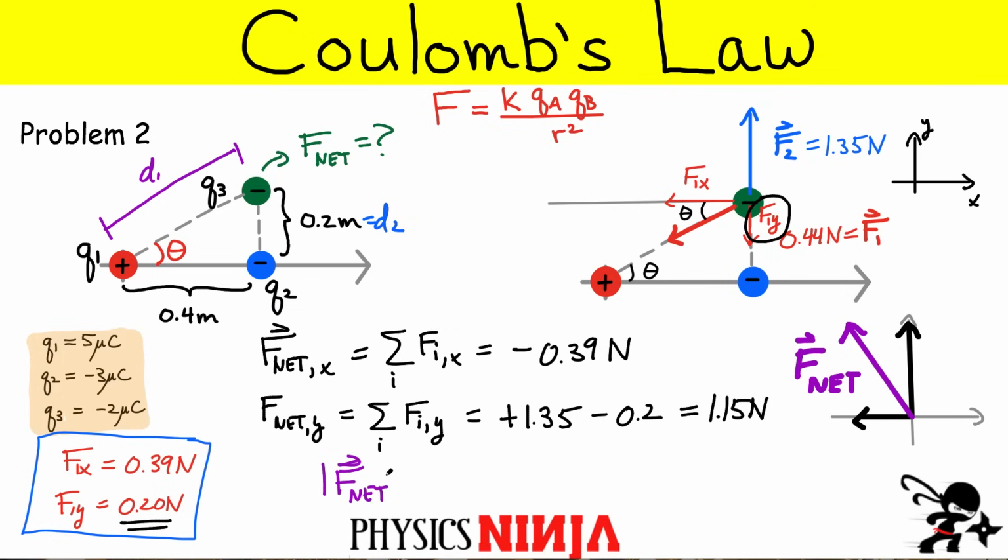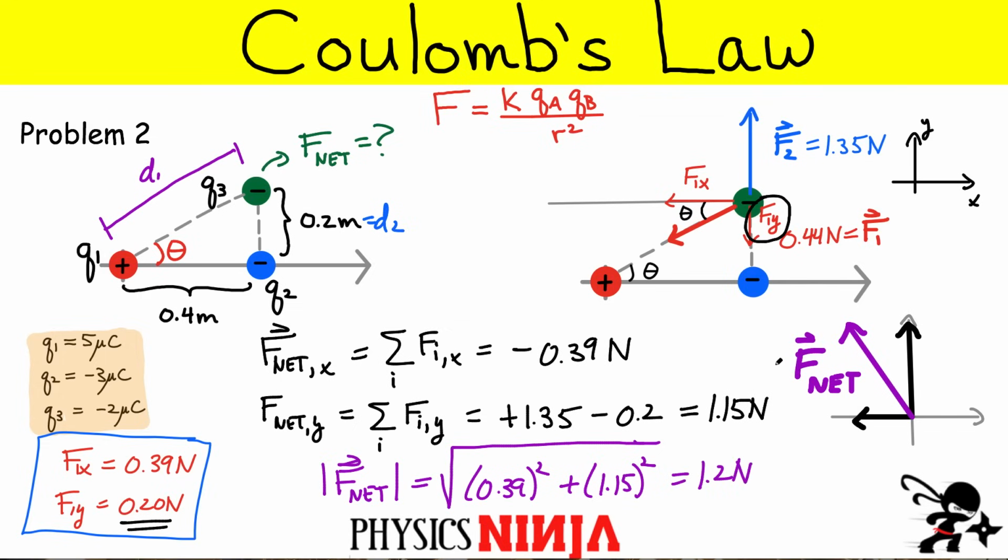Since you know everything about the vector, you know both of its components, you simply use the Pythagorean theorem in order to solve this. 0.39 squared plus 1.15 squared. Again, I don't have the negative sign because at the end I just end up squaring it. Whether you write it in there or not, it doesn't bother me. 1.2 newtons is the magnitude of this net force.